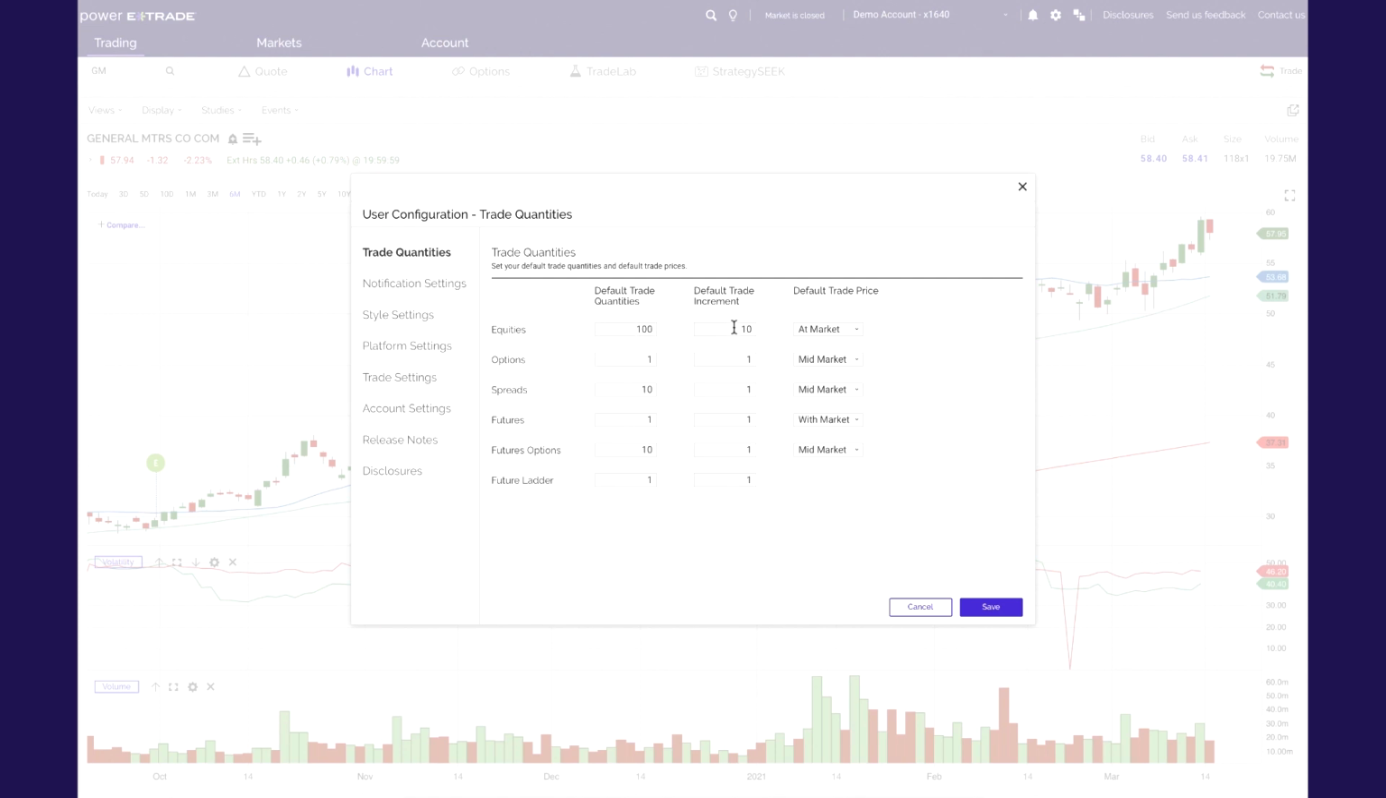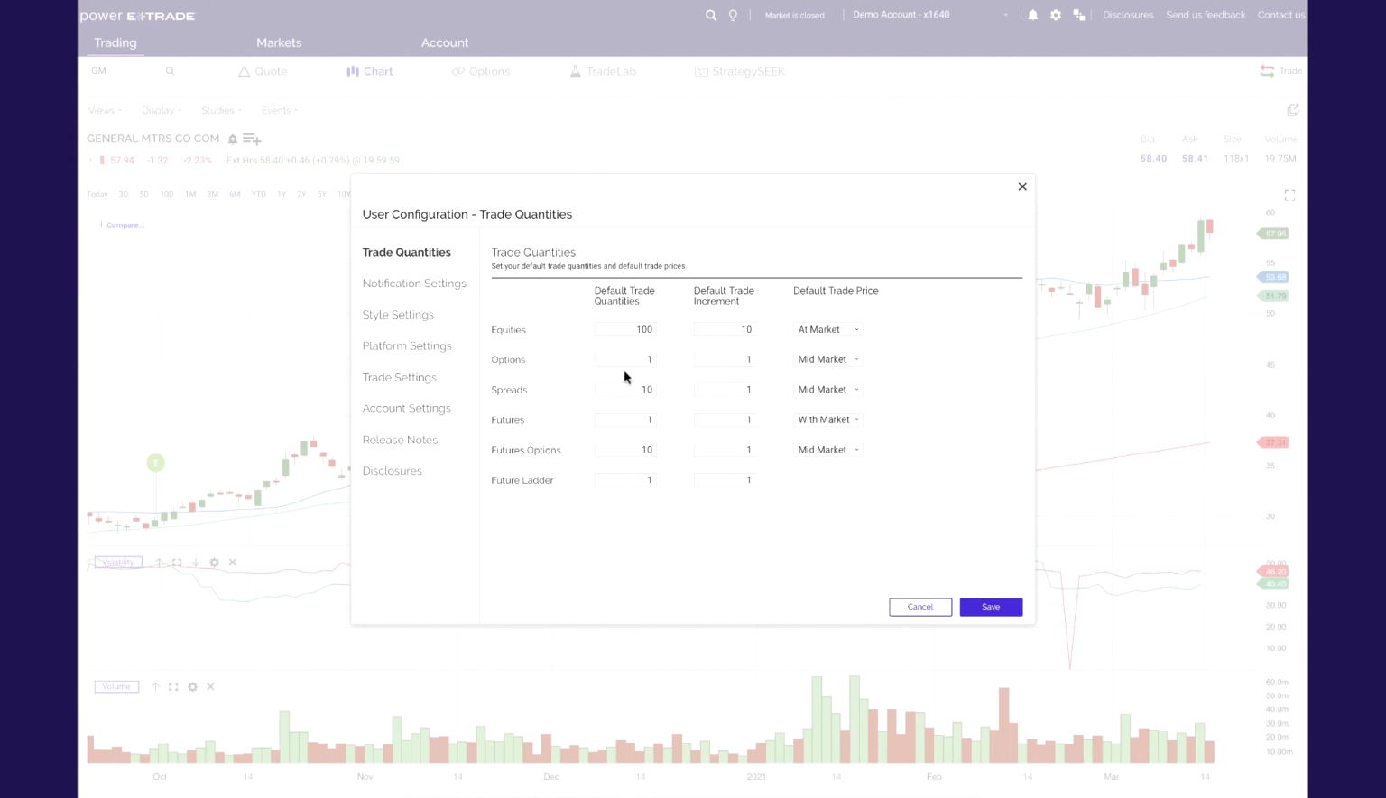The default trade increment is going to be 10, and then generally the default trade price for me is going to be at the market. I'm not usually looking to try to get in between the bid and the ask, because generally I'm trading something that's in the S&P 500 that has about a 1 penny spread between the bid and the ask.